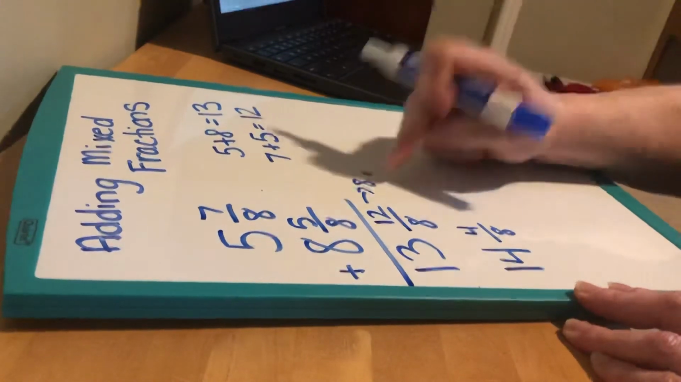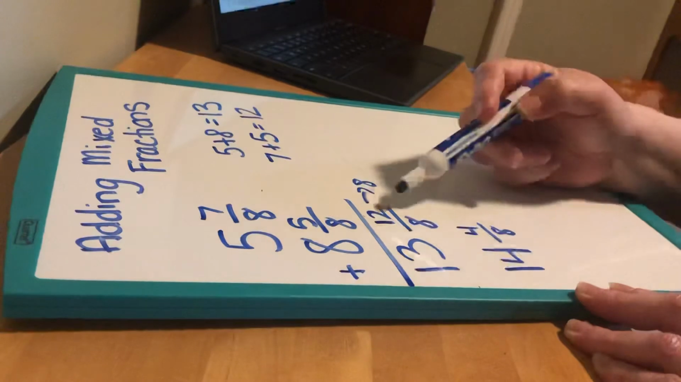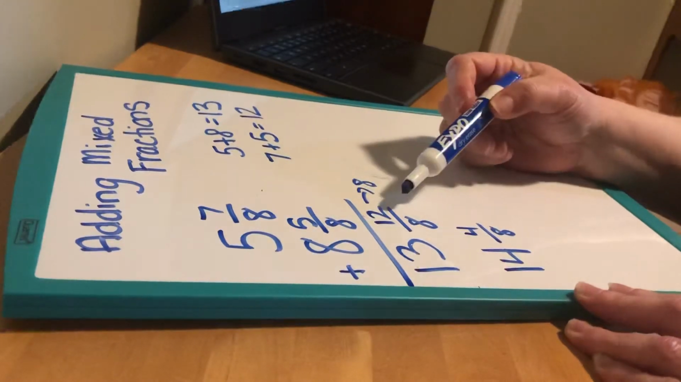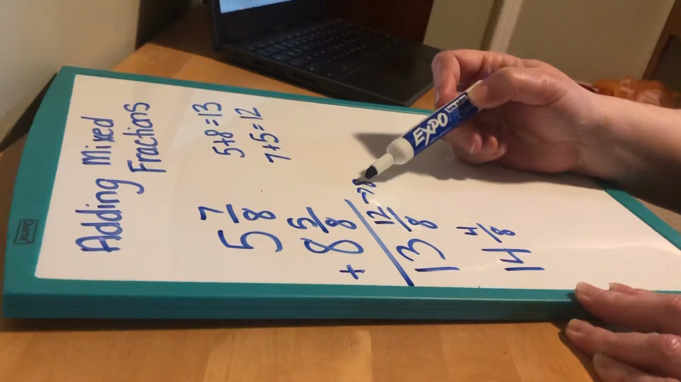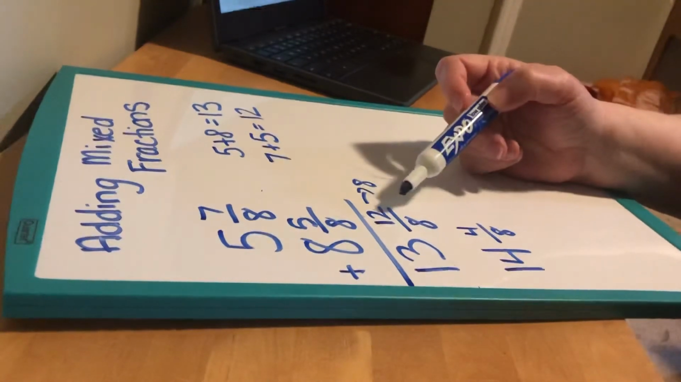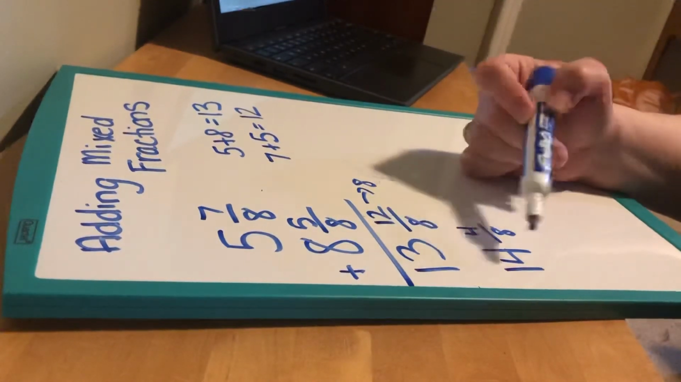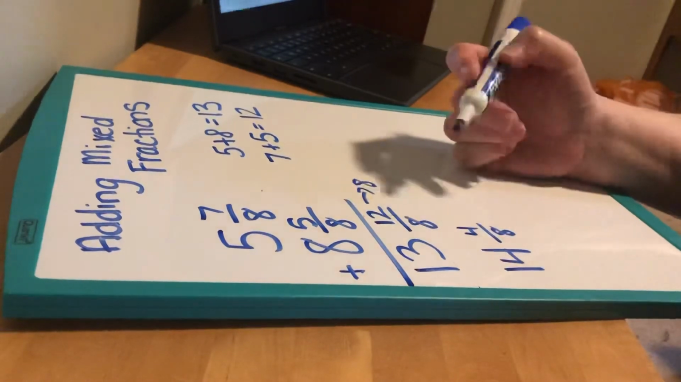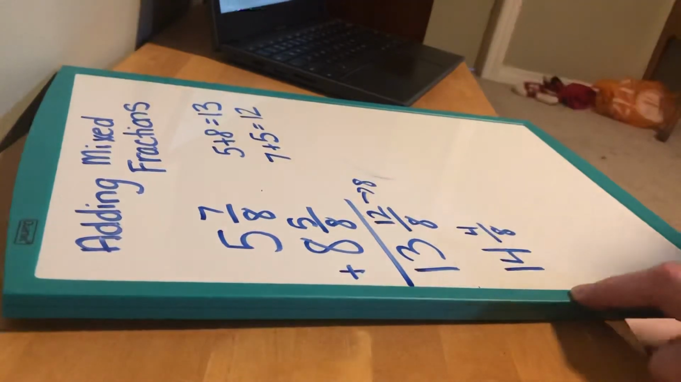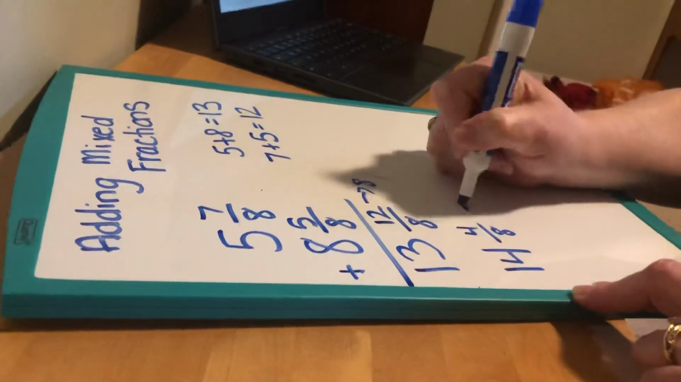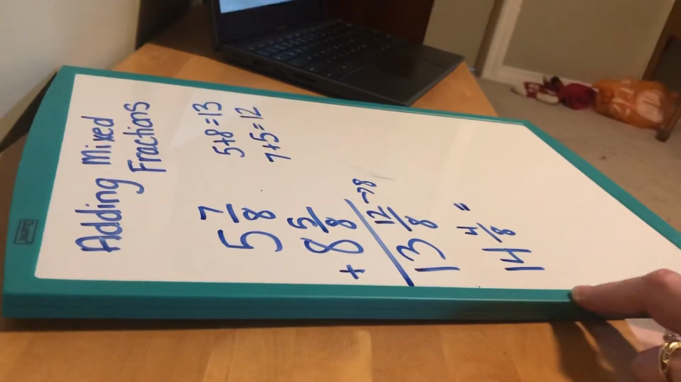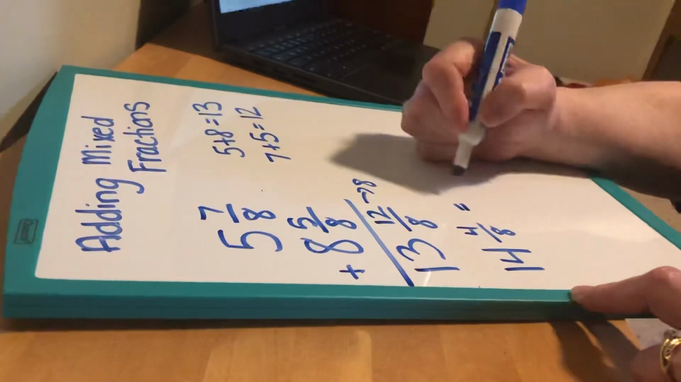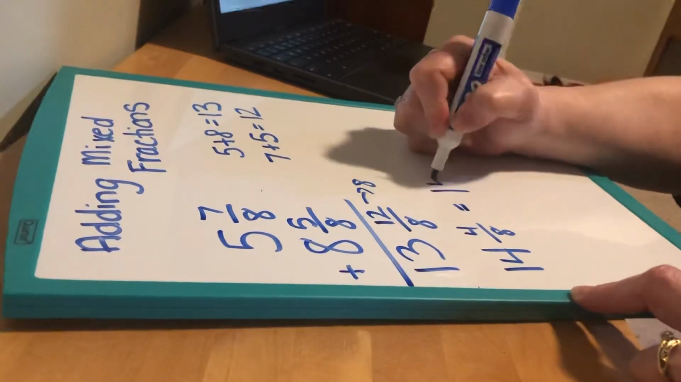So our answer was 13 12/8, but that is with an improper fraction. We've now taken one whole, or 8/8, out of our improper fraction and put it to our whole numbers, and we've put our remainder of 4/8. Now your smart grade 6-7 brain should also be looking at that and saying, wait a minute, 4/8 can be reduced. So you are correct.